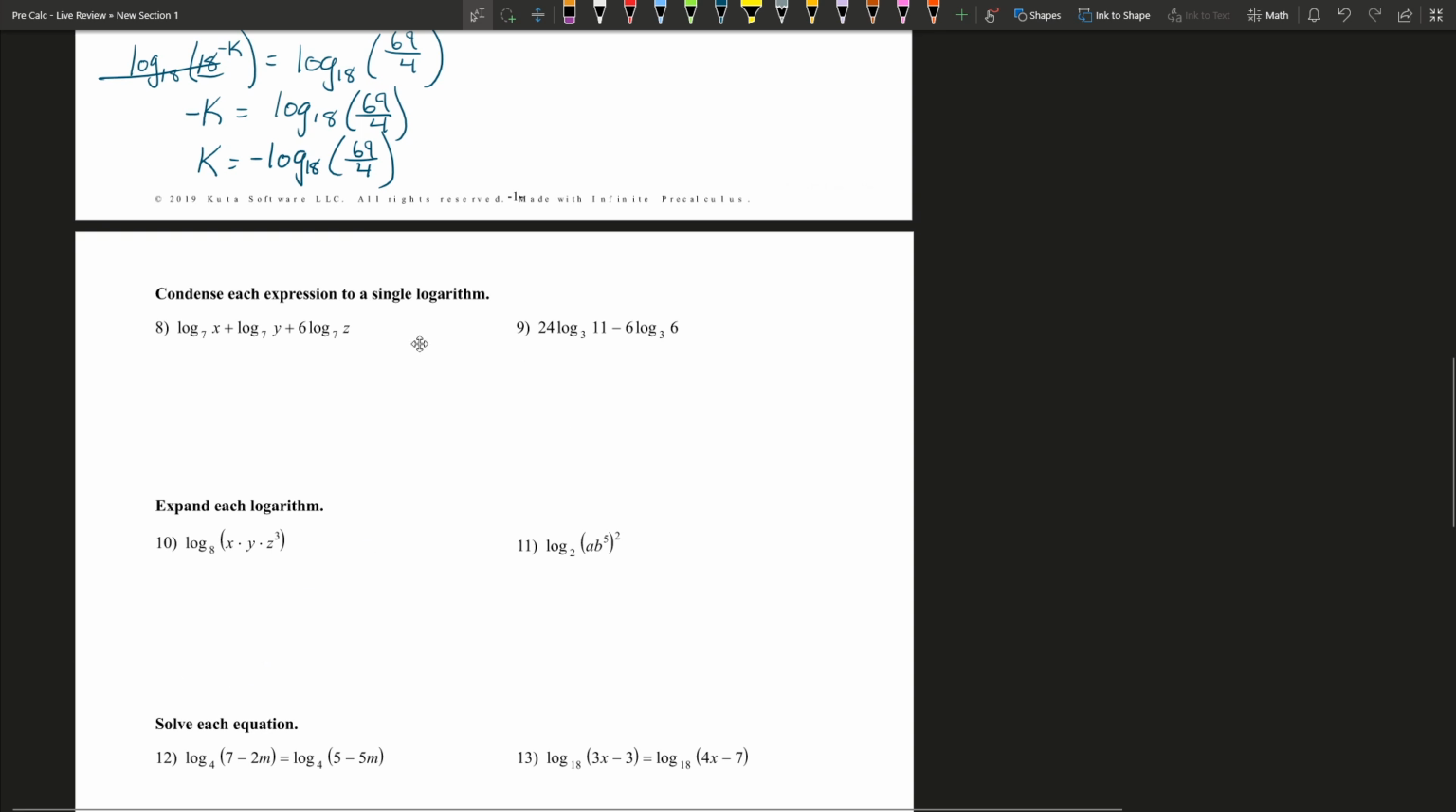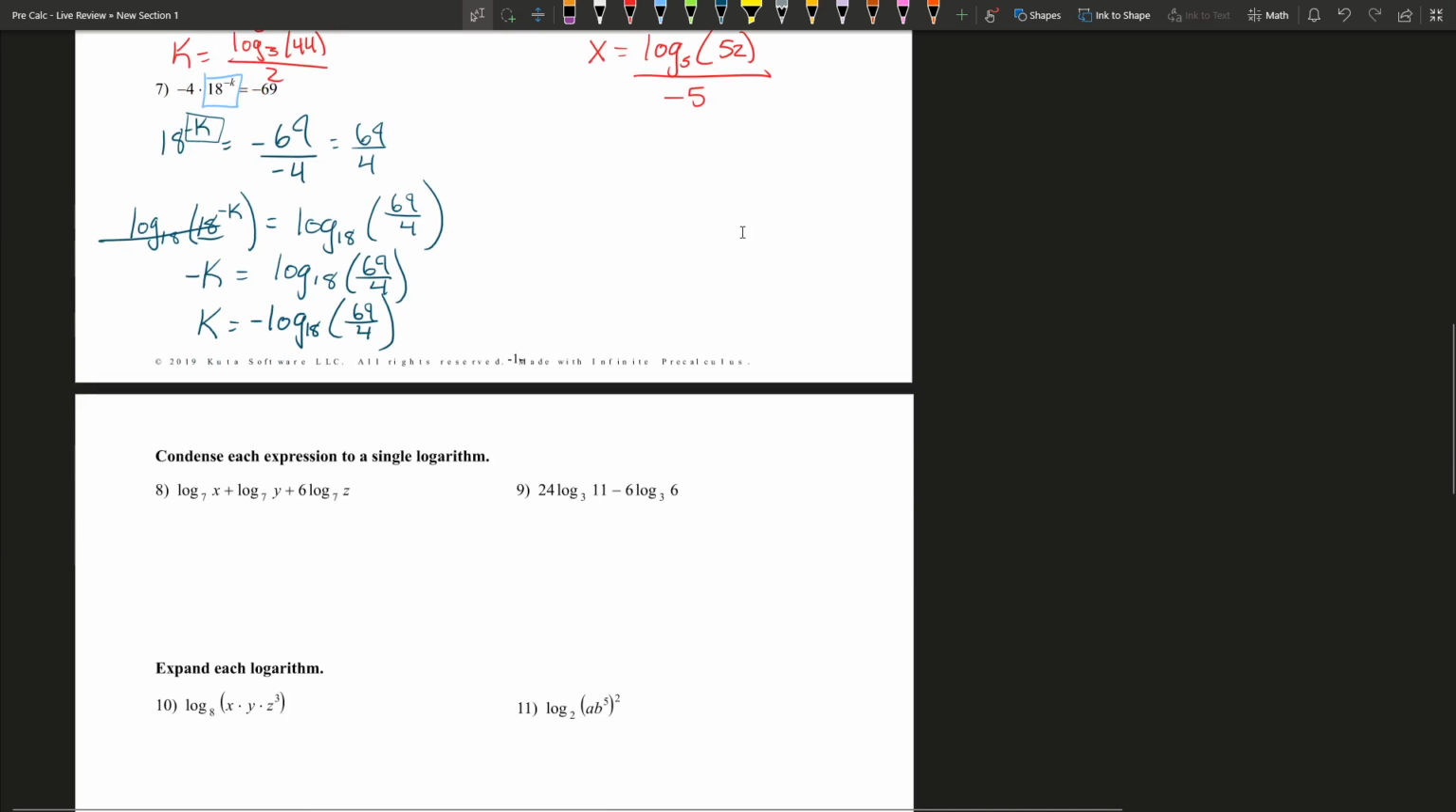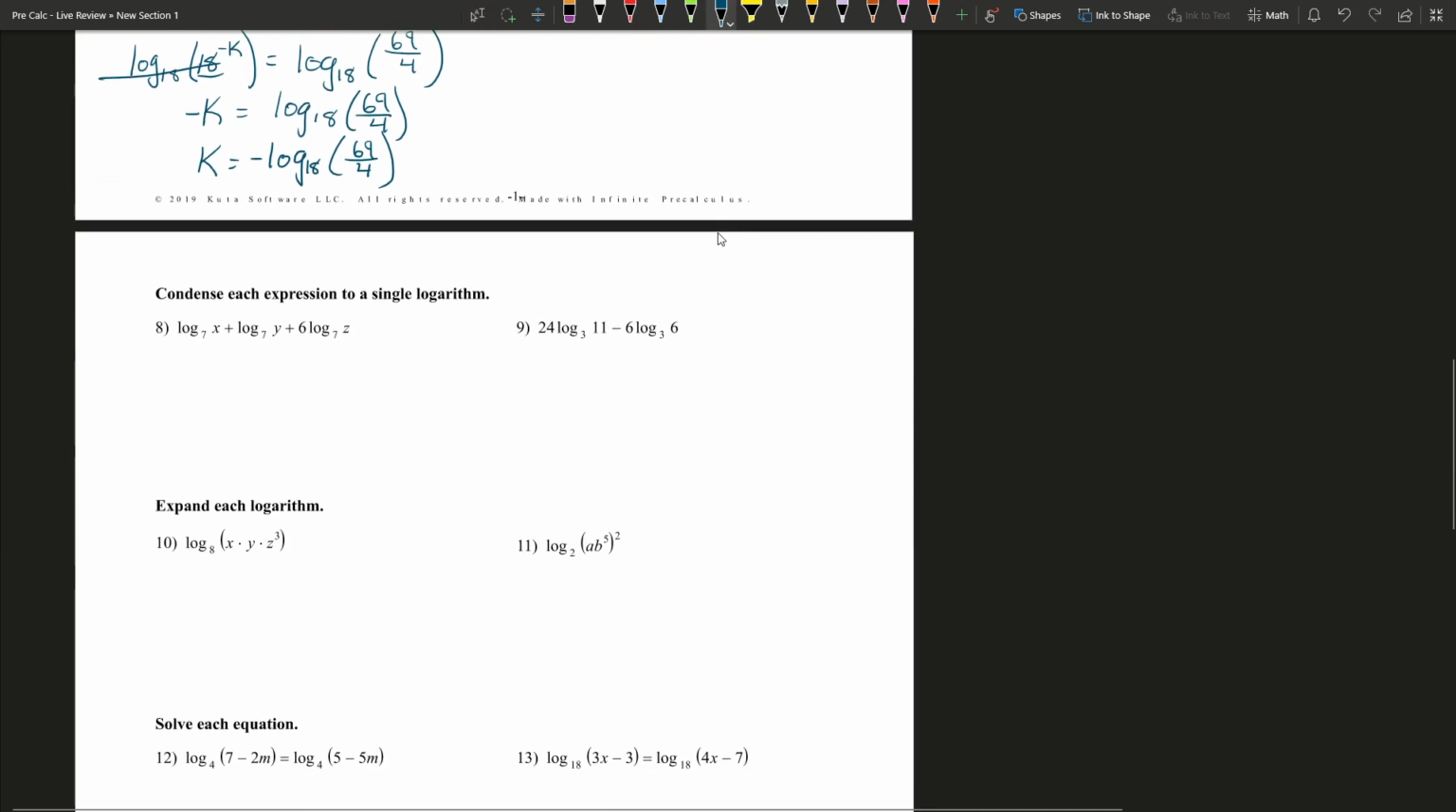On number 8 and 9, we are asked to condense each expression. So we have a single logarithm. So we're going to be using these properties right here. So when we have, well, first we have to simplify this right-hand side. So everything stays the same for the first part.